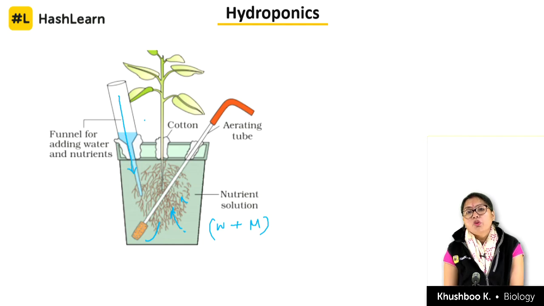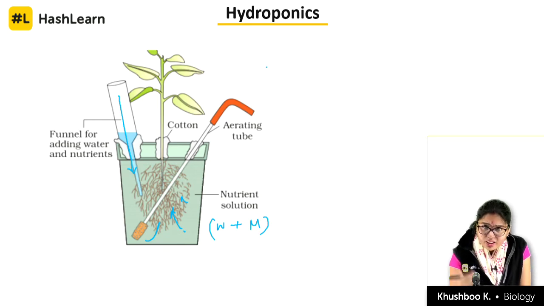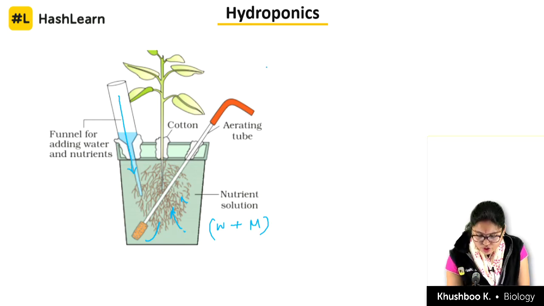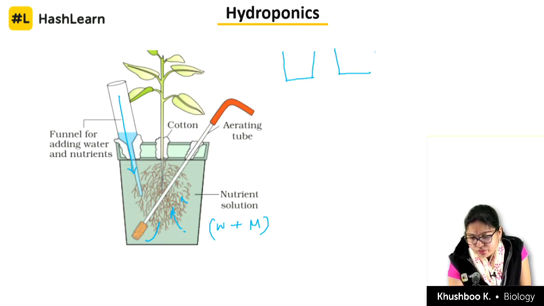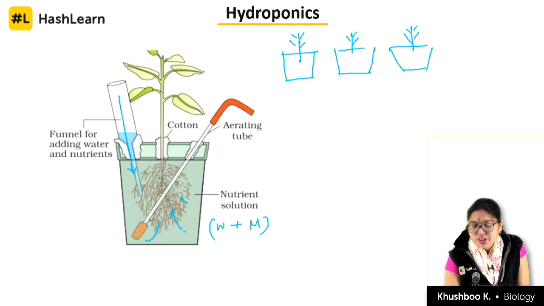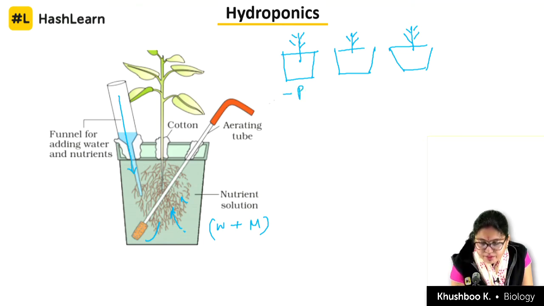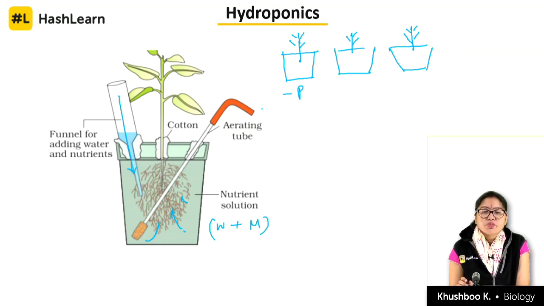Now the last point was this method is used to identify the deficiency symptom also. So how is it done? In this case, suppose we take more than one or two setups, okay, and in each of them you have the plant. And now the nutrient solution which is there, we will make one of the solutions less, like all the other nutrients will be there, but say for example minus phosphorus. So only phosphorus is not there.